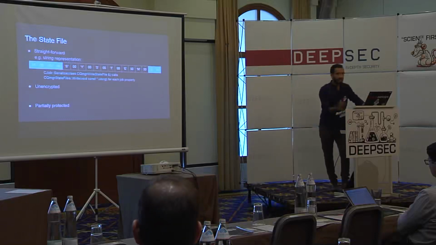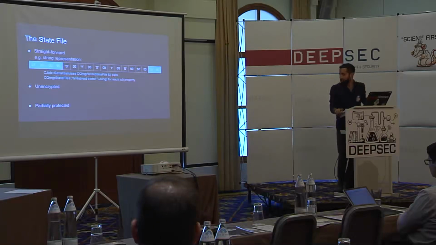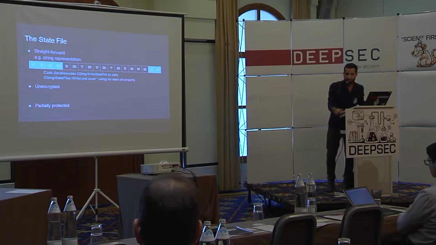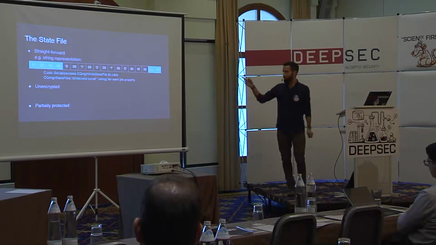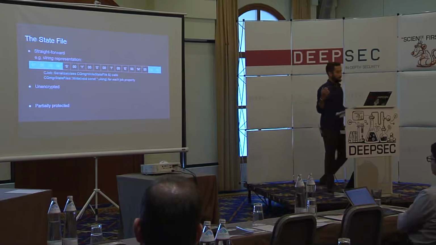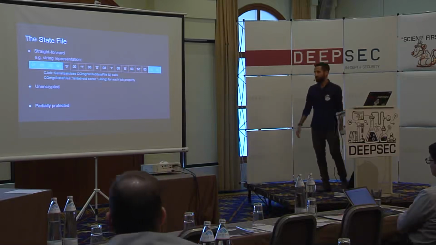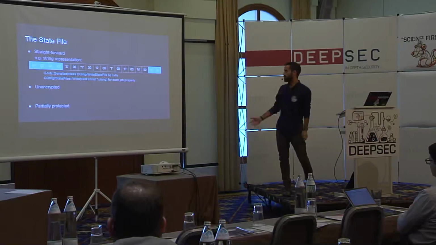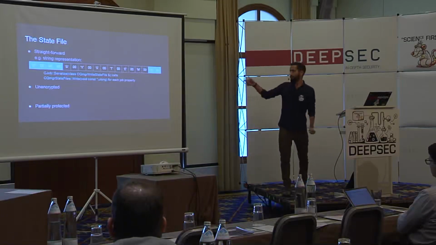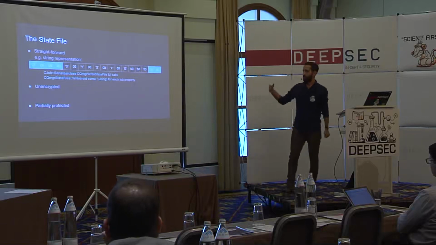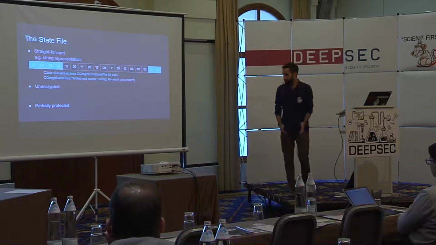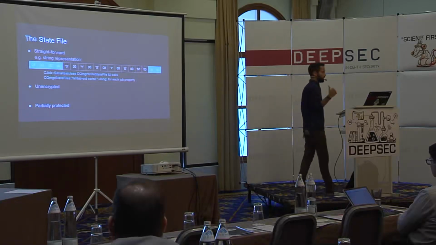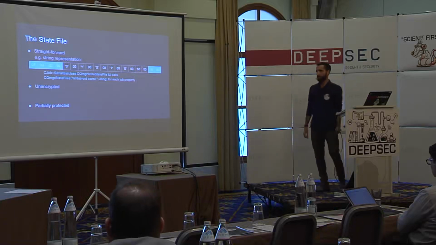What's in the state file? It's a straightforward, unencrypted, and partially protected binary representation of the jobs inside the queue, meaning that a string representation of the description or the name of the job will look like that: an integer stating the length, the Unicode characters, and a null-terminated string. And this is done by calling various serialize and write calls that write the artifacts to the state file. It is unencrypted, meaning that when you open it with a hex editor, this is really how you're going to see it, and it is partially protected.